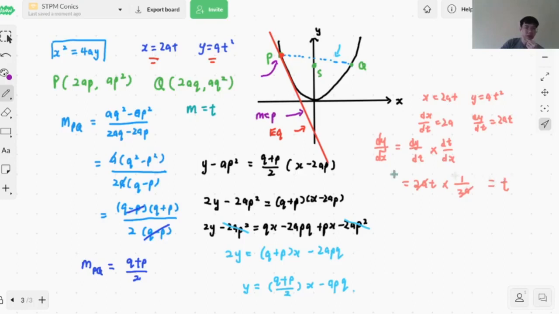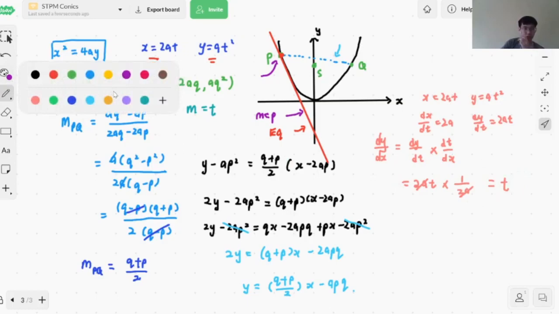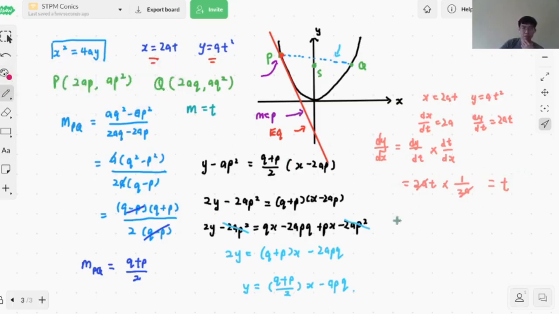Okay, alright, because of this proof here. So in order to find the equation of tangent, y minus AP squared equals the gradient P times x minus 2AP. So this is the equation. Then AP squared equals PX minus 2AP squared.